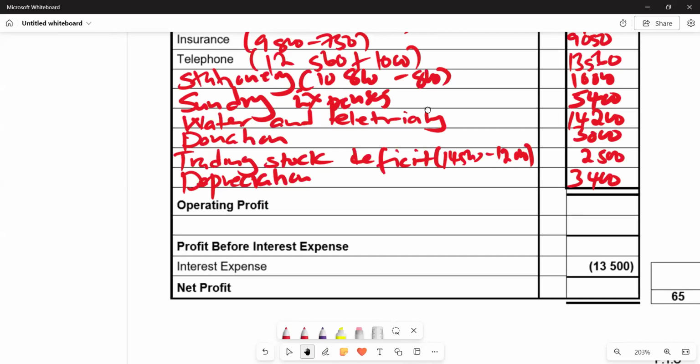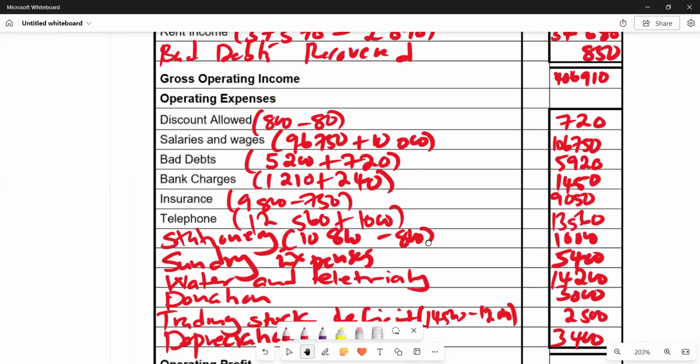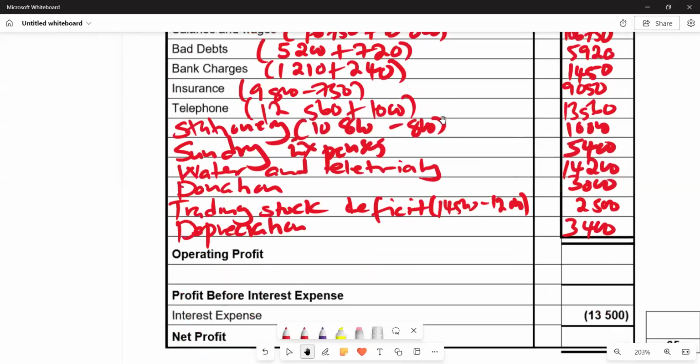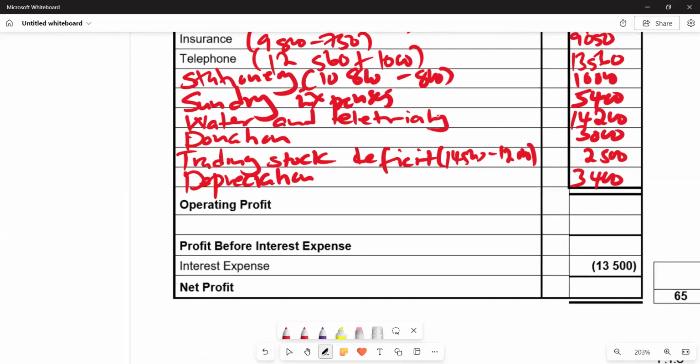Then we can add all expenses in the column from the top to the bottom, and the total that you are supposed to get there is 175,950. And obviously we subtract it from the figure for gross operating income. So we are saying 406,910 minus 175,950. Then you get your operating profit. So operating profit now is going to be 230,960.